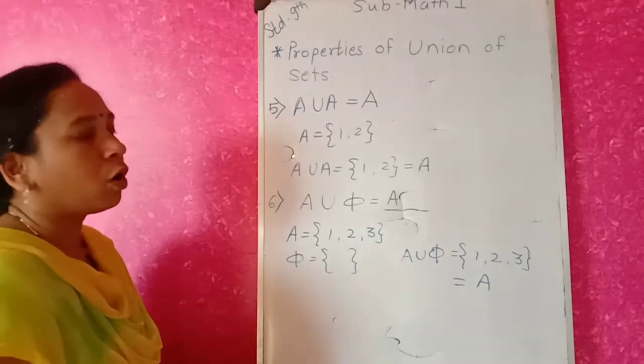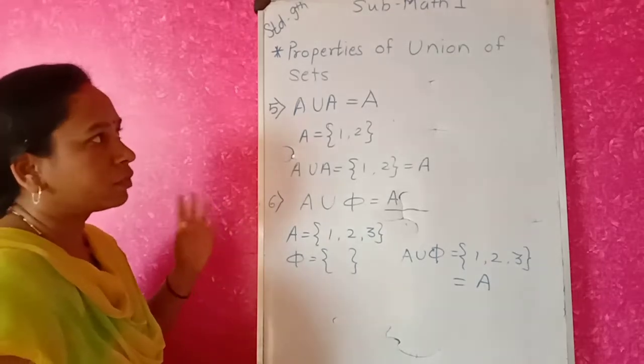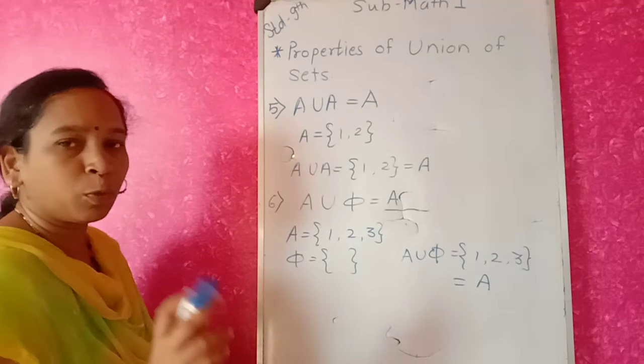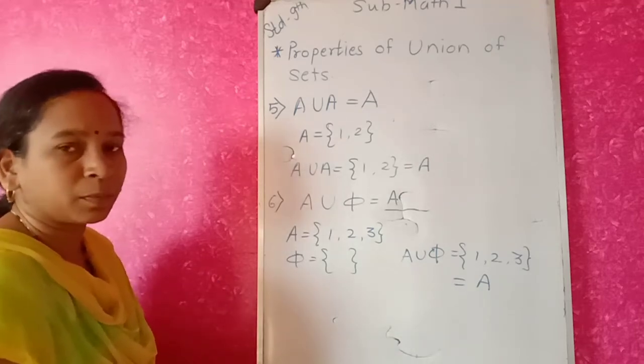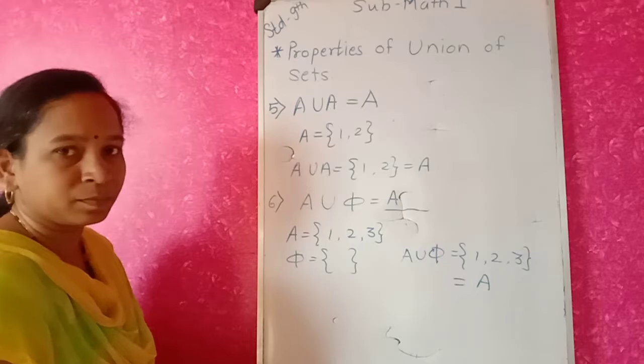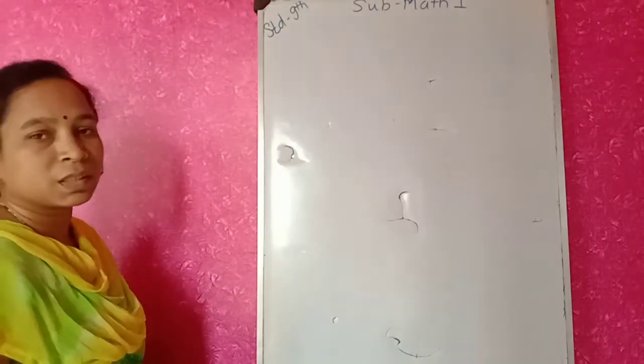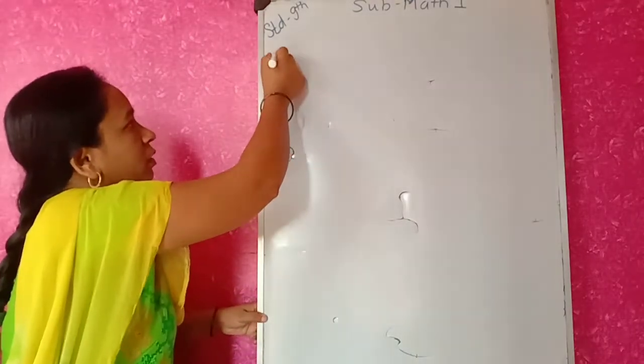Here we have seen all the properties of the union of sets. Now one more part is left from sets, that is the disjoint sets. That concept also I am going to explain. Now the next part of this session is disjoint sets.